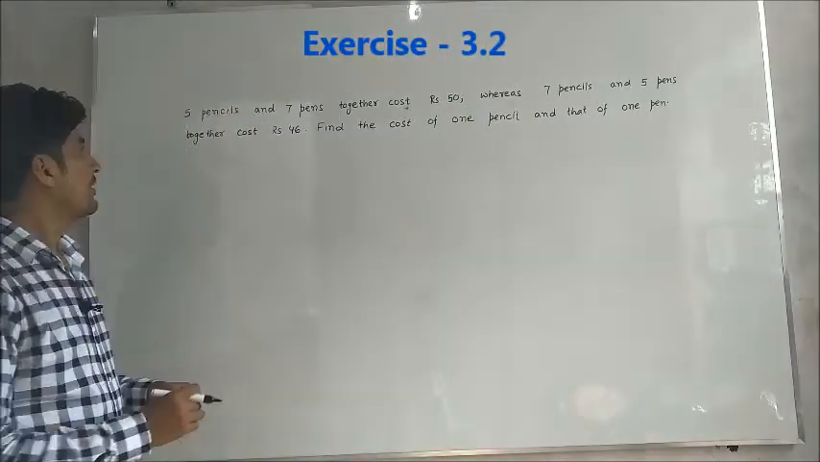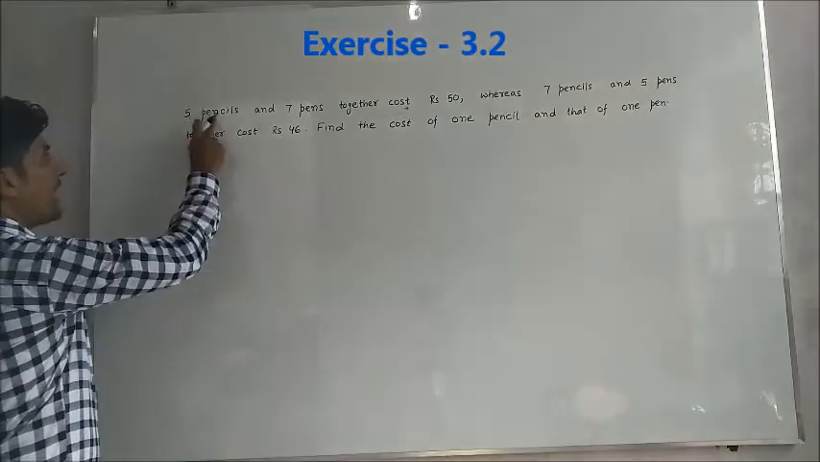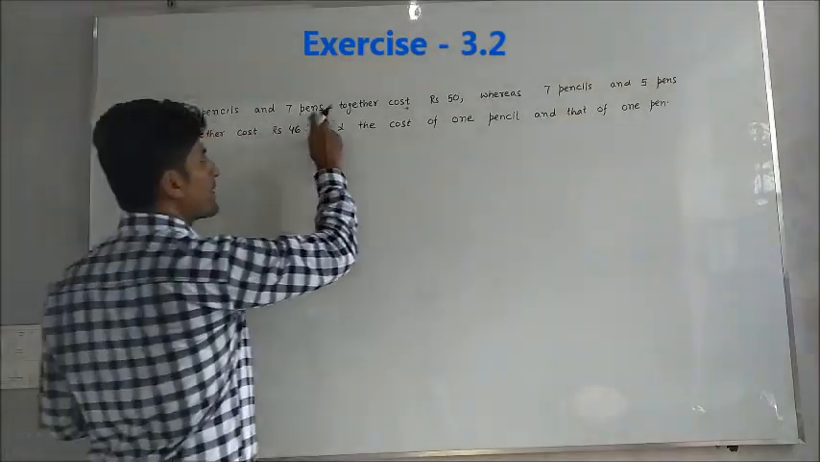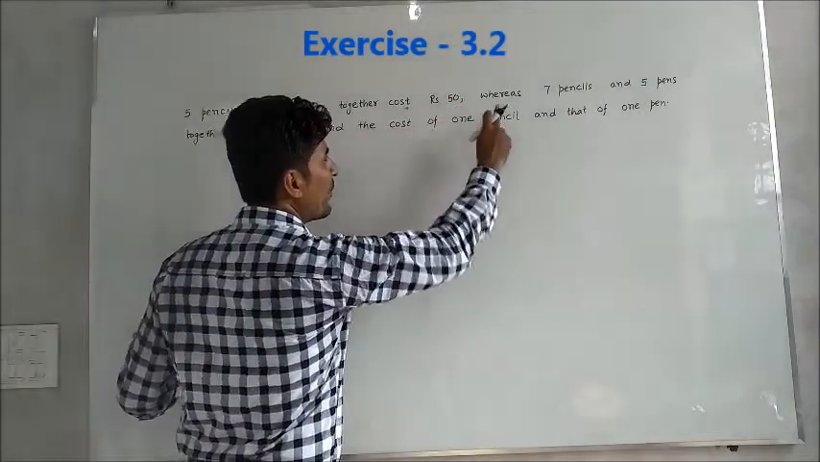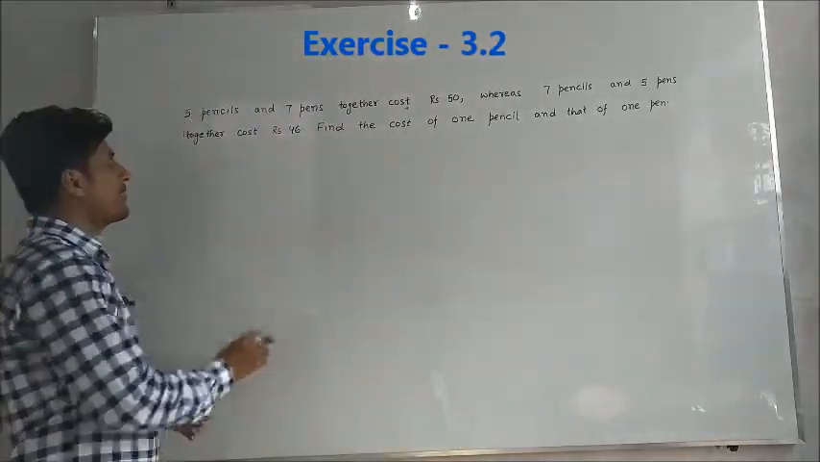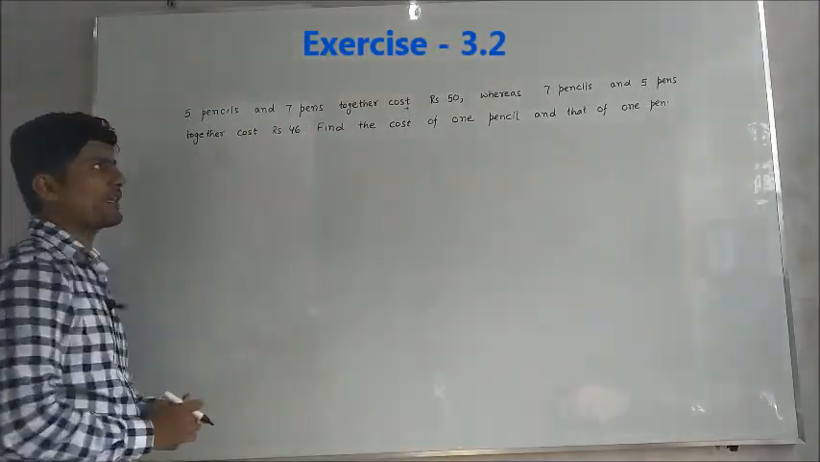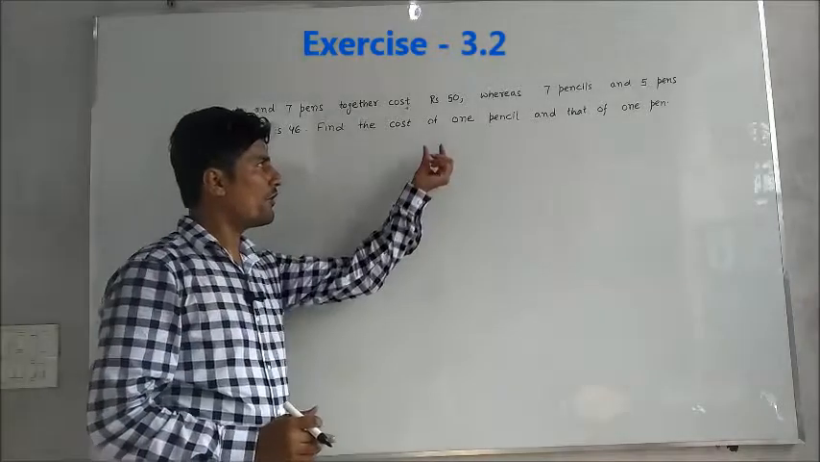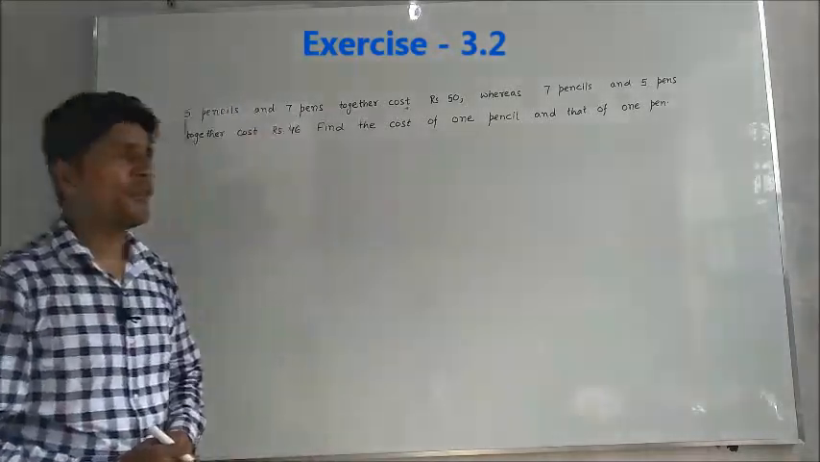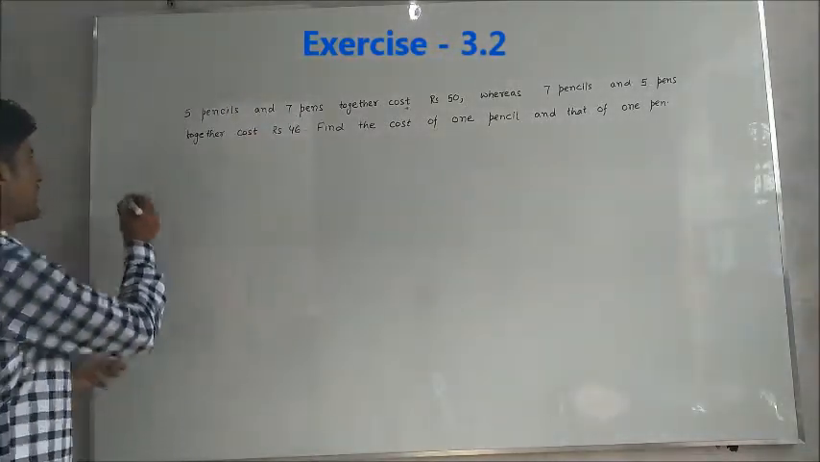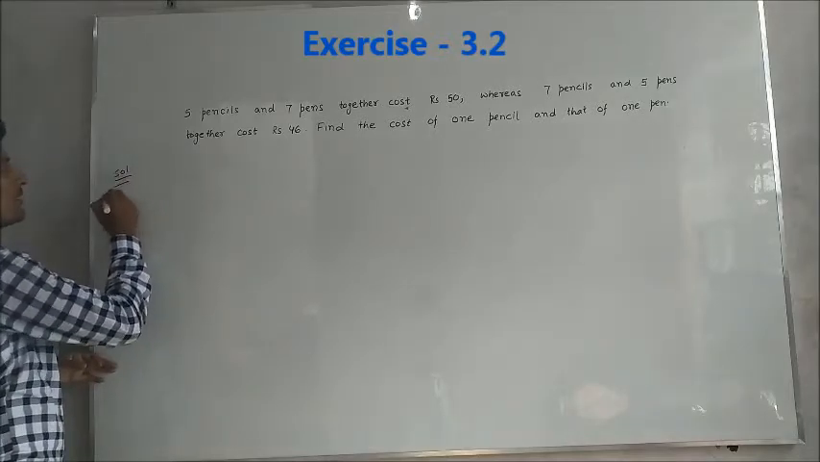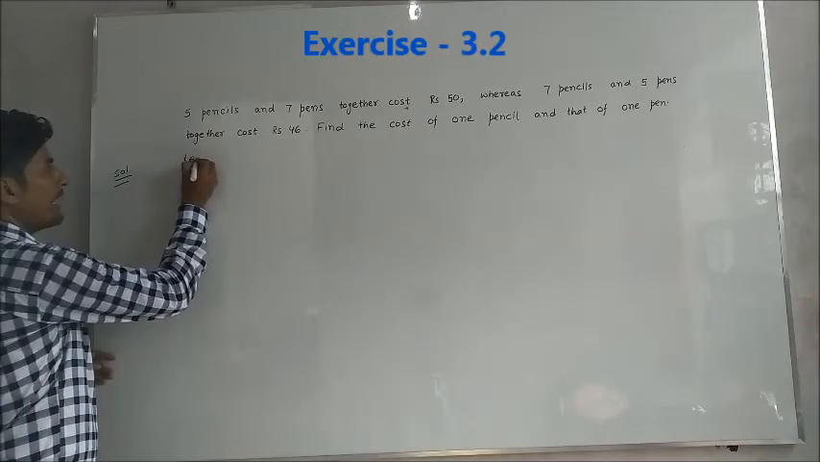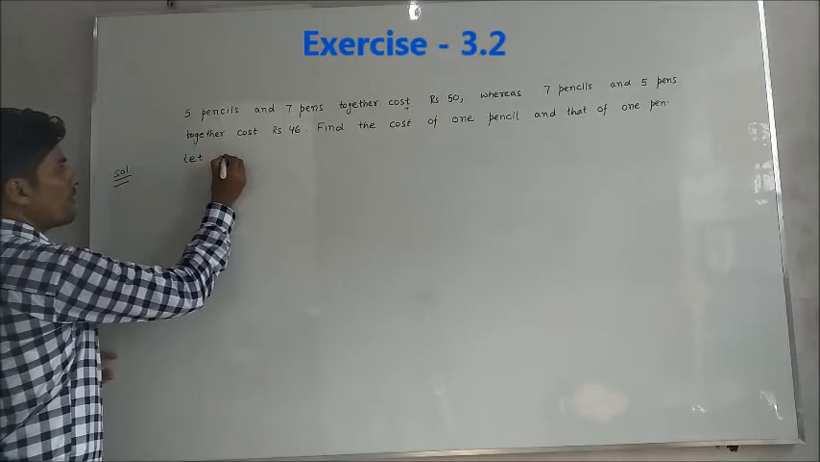Exercise 3.2. Let us see the very first question. 5 pencils and 7 pens together cost ₹50, whereas 7 pencils and 5 pens together cost ₹46. Find the cost of 1 pencil and that of 1 pen. So let us see the solution for this question.